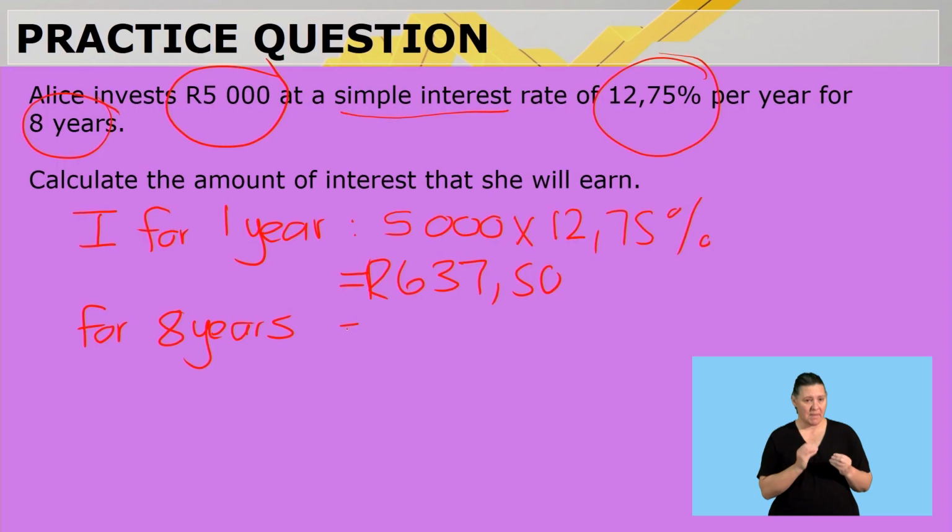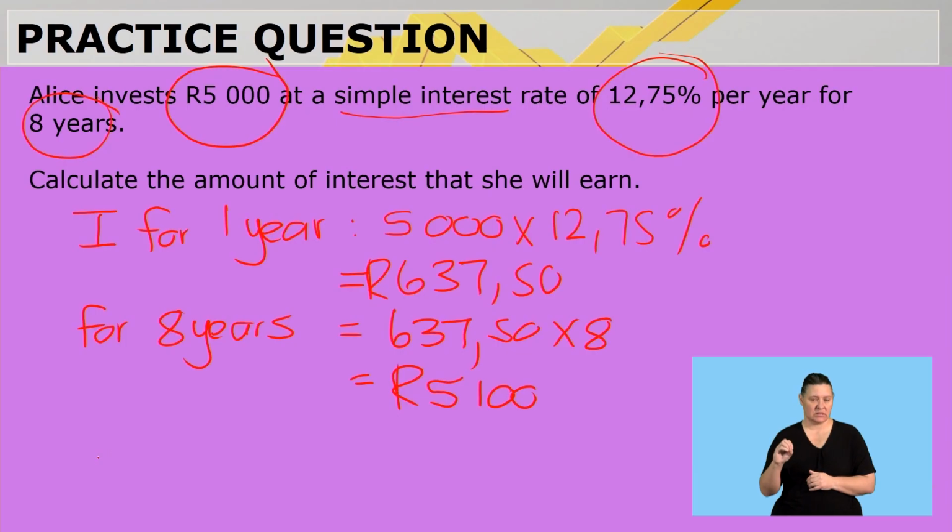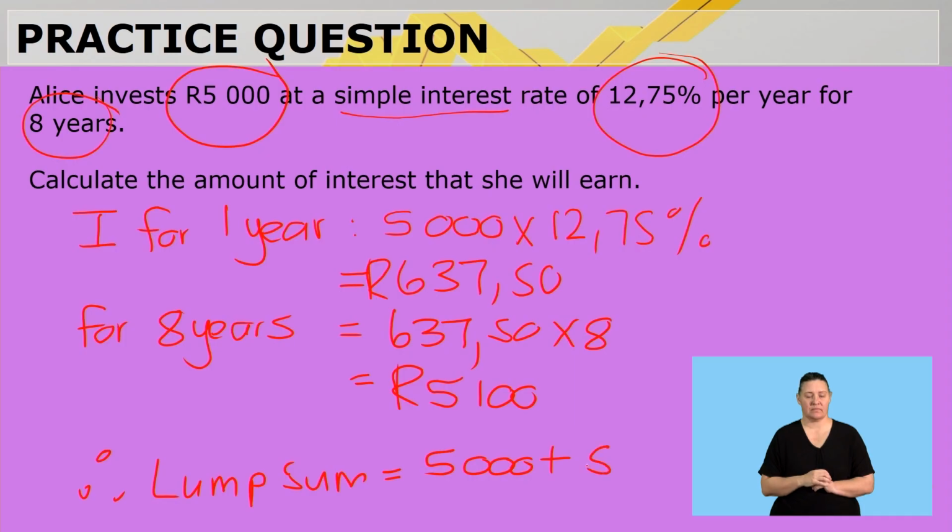So for 8 years, she is going to invest for 8 years, so she's going to earn interest 637.50 Rand for that 8 years, so we multiply by 8 and that is 5,100. So meaning the lump sum that she will get out at the end of the 8 years is going to be the 5,000 that she put in plus the 5,100 that she earned in interest. So she will end with 10,100 Rand.